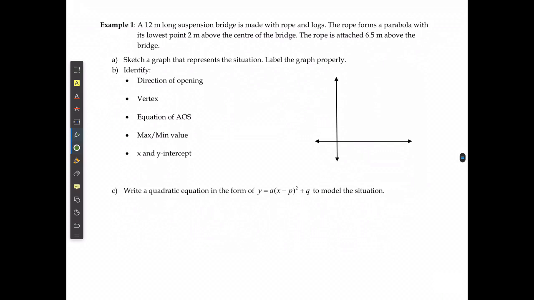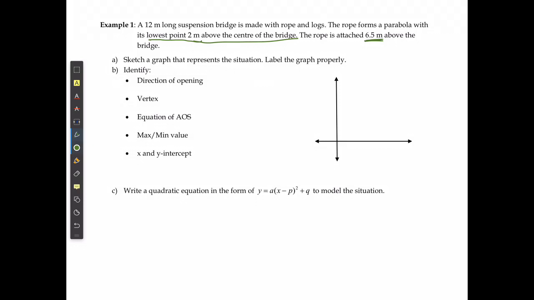A 12-meter long suspension bridge is made with rope and logs. The rope forms a parabola with its lowest point 2 meters above the center of the bridge. The rope is attached 6.5 meters above the bridge.